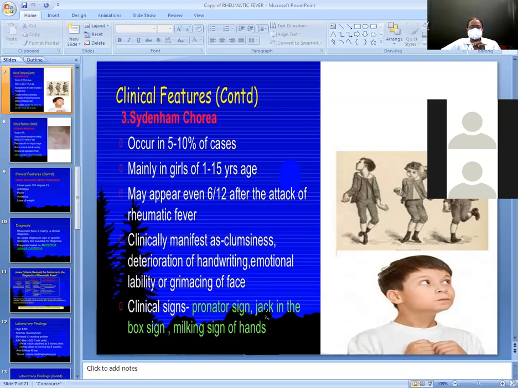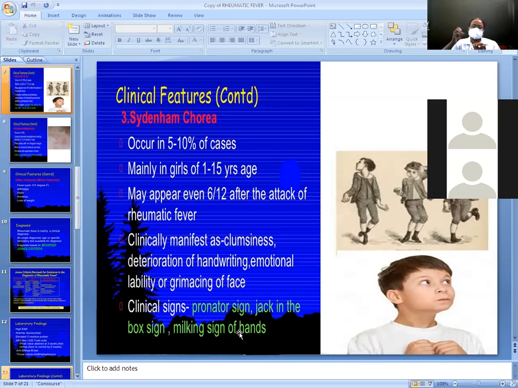Clinical signs in chorea: jack-in-the-box sign means the patient is unable to keep the tongue in a protruded position. The patient takes the tongue in and out. There are tongue fasciculations, tongue in, tongue out. That is called the jack-in-the-box sign.